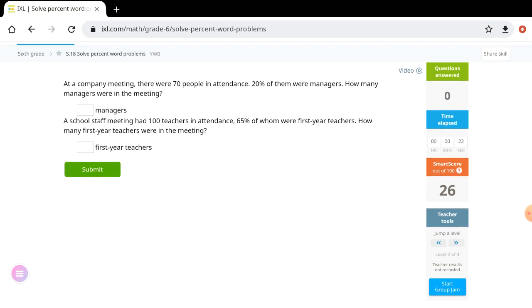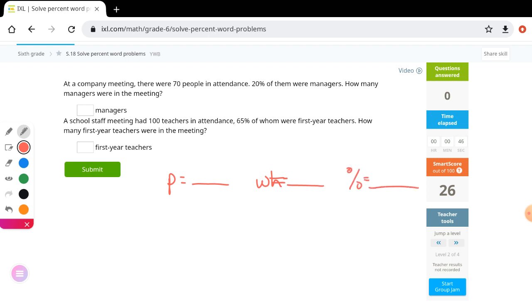At a company meeting, there were 70 people in attendance. 20% of them were managers. How many managers were in the meeting? So percent of whole is part. On your worksheet today, it'll say P equals blank, W equals blank, and then percent equals blank, and then it gives you workspace underneath, because before you can solve these, you have to pick out the important pieces. 20% is the easy one.